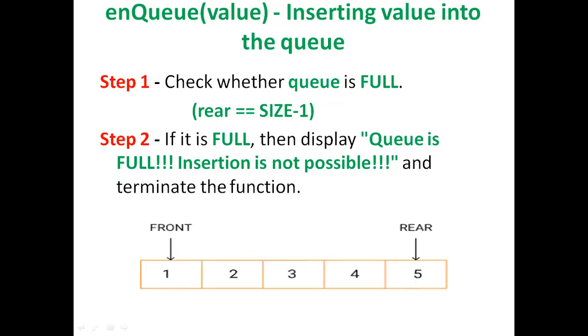Example for that, assume this is one of the queue. This is 0 index, value 1, 2, 3, 4. Maximum size is 5 here. 5 minus 1 means 4. So rear value is here, 4th index. 4 is equal to 4. Yes, queue is full. Means our maximum values are 5. Means we can insert only 5 values in this array. 6th value insertion is not possible.